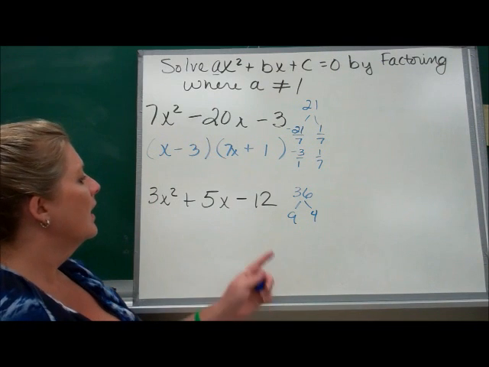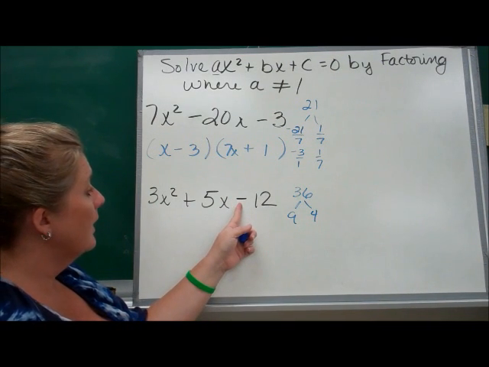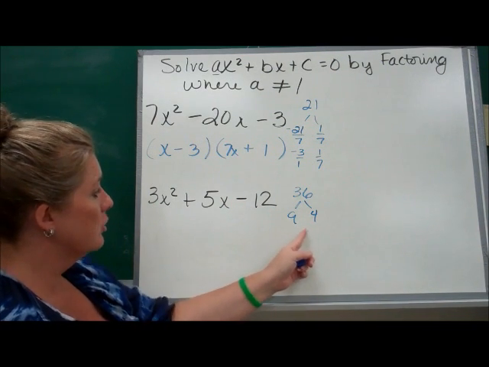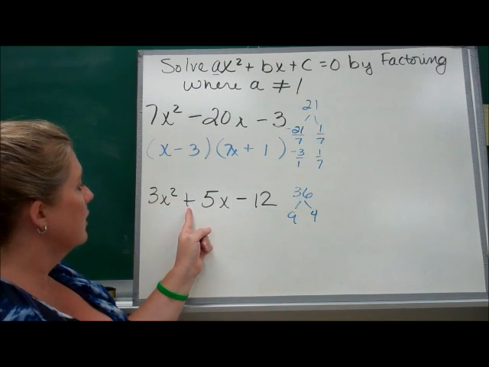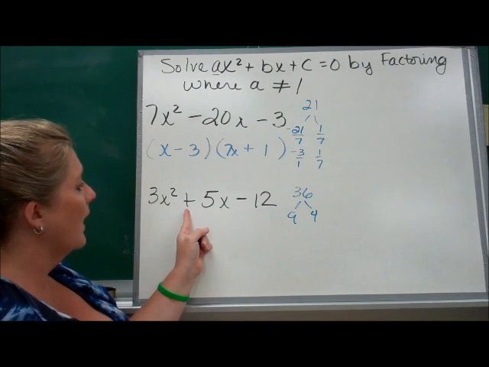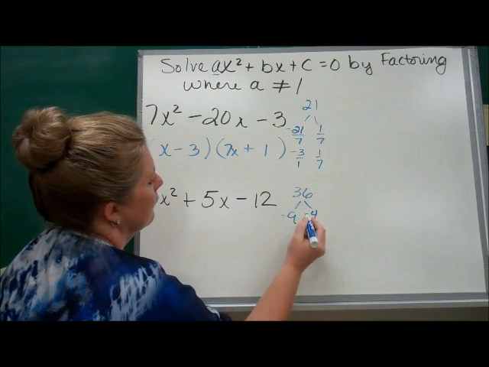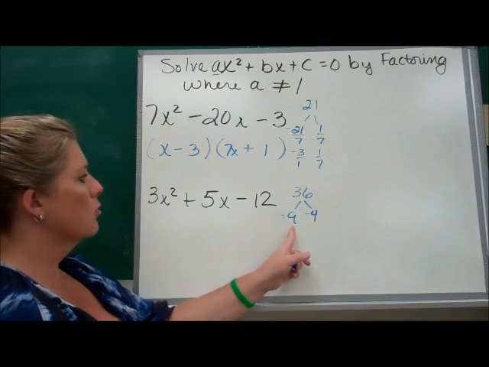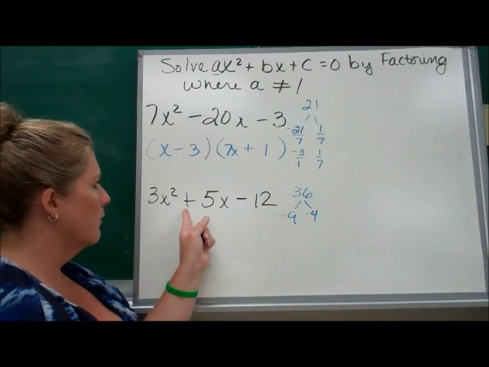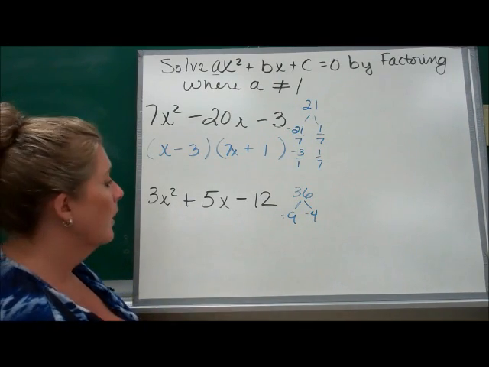9 and 4. Now, we have a subtract here, so that means we've got a sign issue here. So let's look at the middle term. The middle term is being added. 9 is greater than 4, so the 9 is going to be positive and the 4 is going to be negative, because the greater of these two is going to get whatever this sign is.